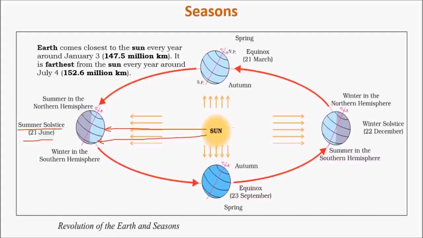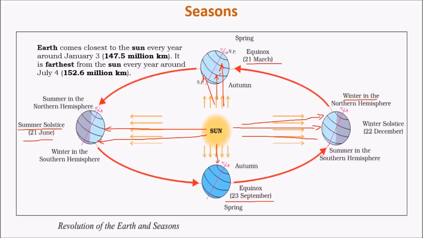And the exact opposite position occurs on 22nd of December, where the southern hemisphere receives direct sunlight and the northern hemisphere receives indirect sunlight. As a result, it will be summer in southern hemisphere and winter in northern hemisphere. Hence, this position becomes winter solstice for the northern hemisphere and summer solstice for southern hemisphere. And during other months, on 21st March and 23rd September, both southern hemisphere and northern hemisphere receive slant sunlight, whereas the equator receives direct sunlight.